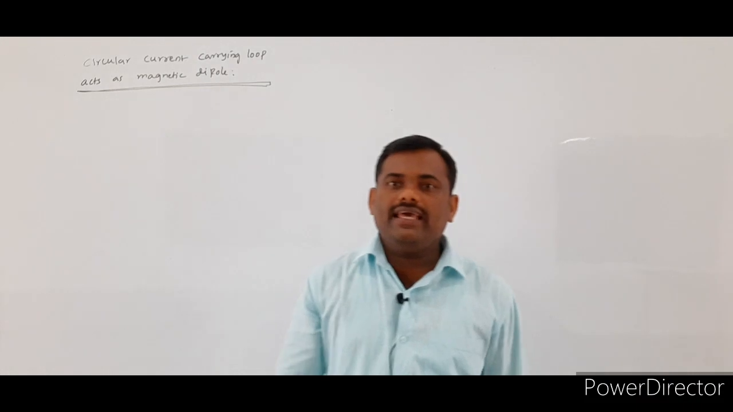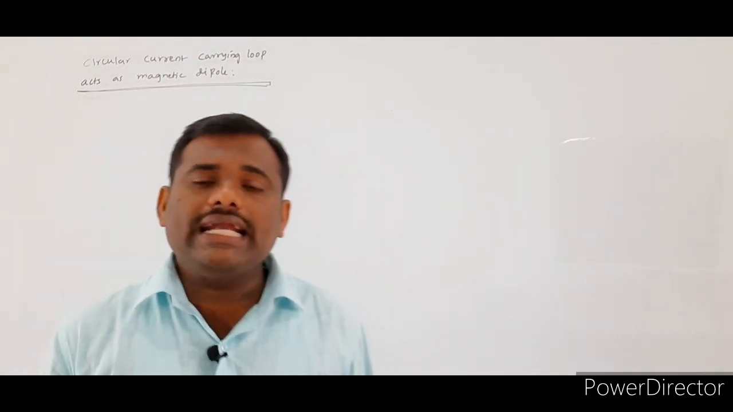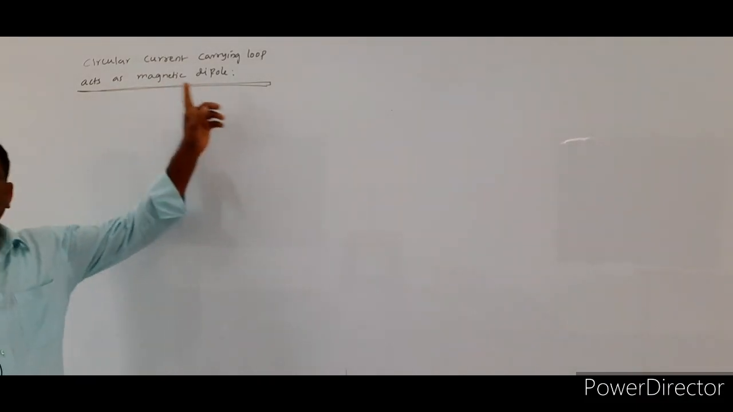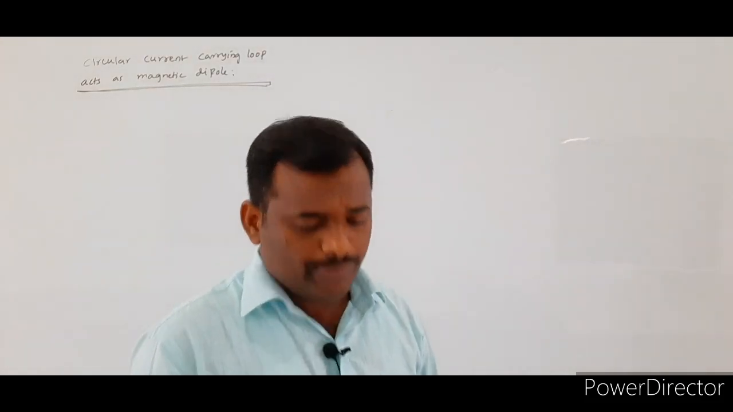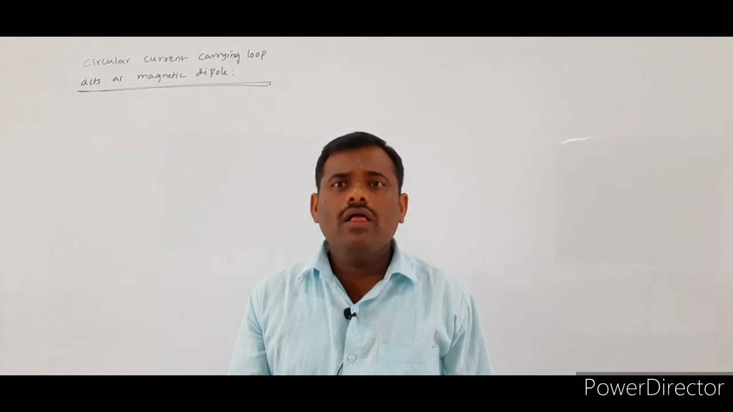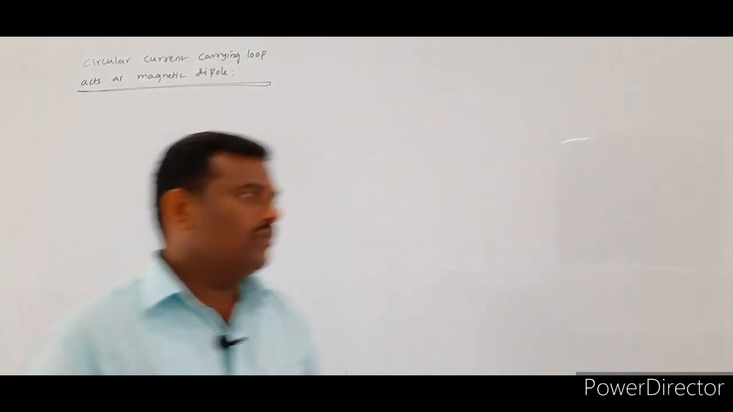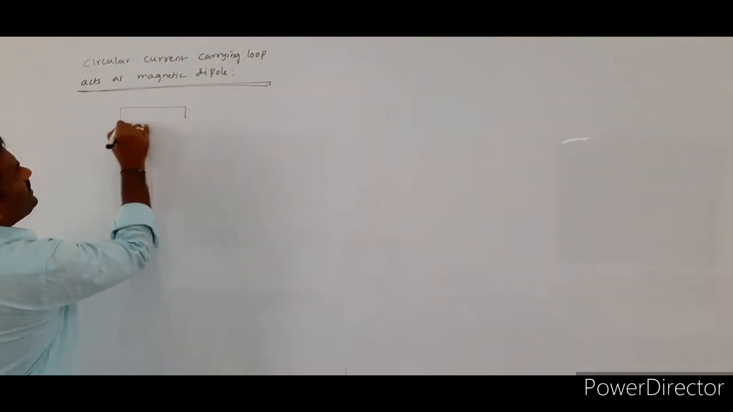And the next topic is that a circular current carrying loop will be acting as a magnetic dipole. Before going to discuss this, we have to know what a magnetic dipole is. What is the magnetic dipole? A magnetic dipole is nothing but a bar magnet.